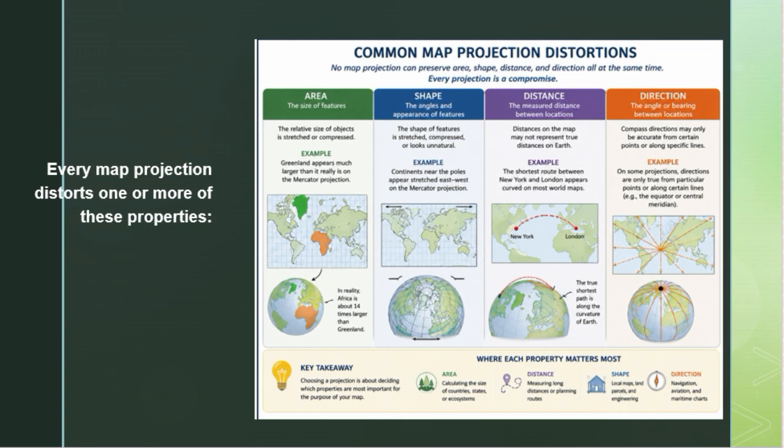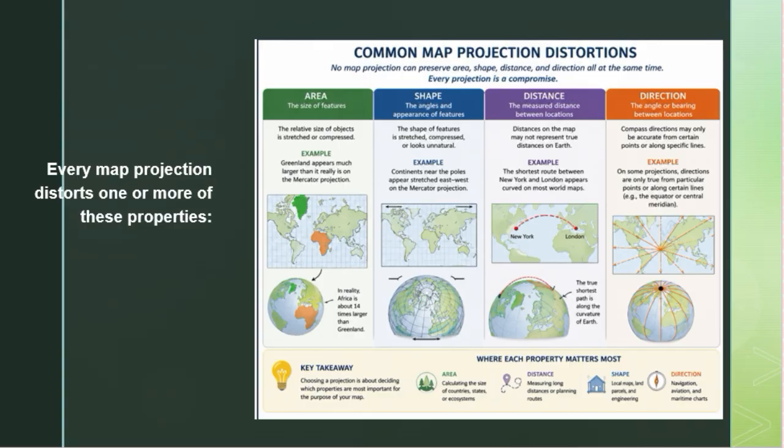An example of this is the continents near the poles appear stretched east to west on the Mercator projection as well. So the shape of the features is stretched, compressed, and it allows other qualities like the distance and direction to be preserved. And then another distortion is distance. An example of this is the shortest route between New York and London appears curved on most world maps, right? But in reality, the true shortest path is along the curvature of Earth.